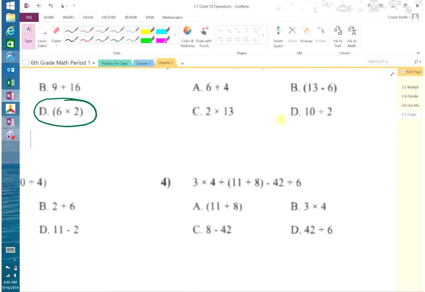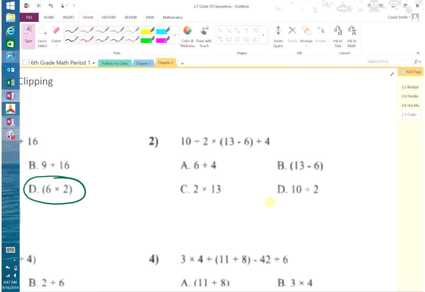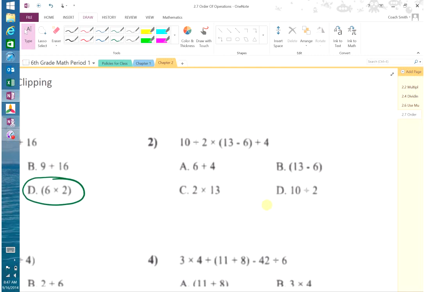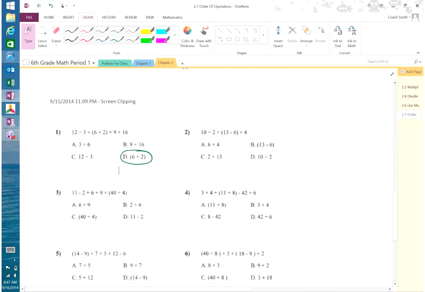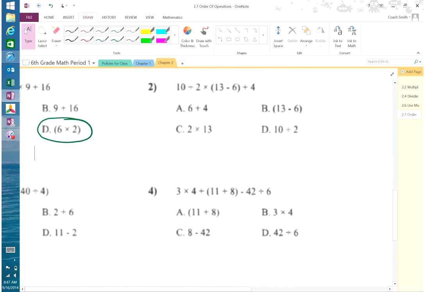Okay, let's look at number 2. Number 2 says 10 divided by 2 times parentheses 13 minus 6 plus 4. Okay, well, should be fairly easy to guess which one you do here first. Which letter, what choice do I have that we do first? Raven. B. Yeah. 13 minus 6, it's in parentheses. So put that one in the answer blank.